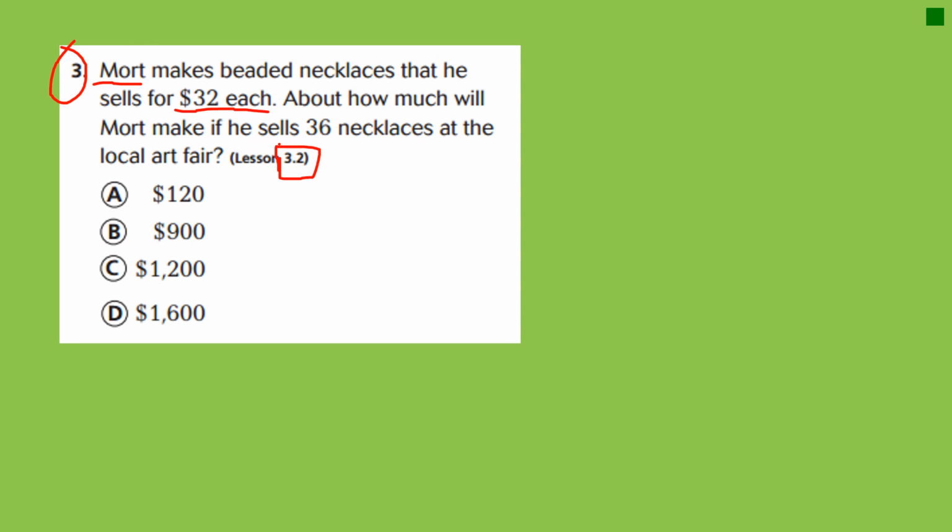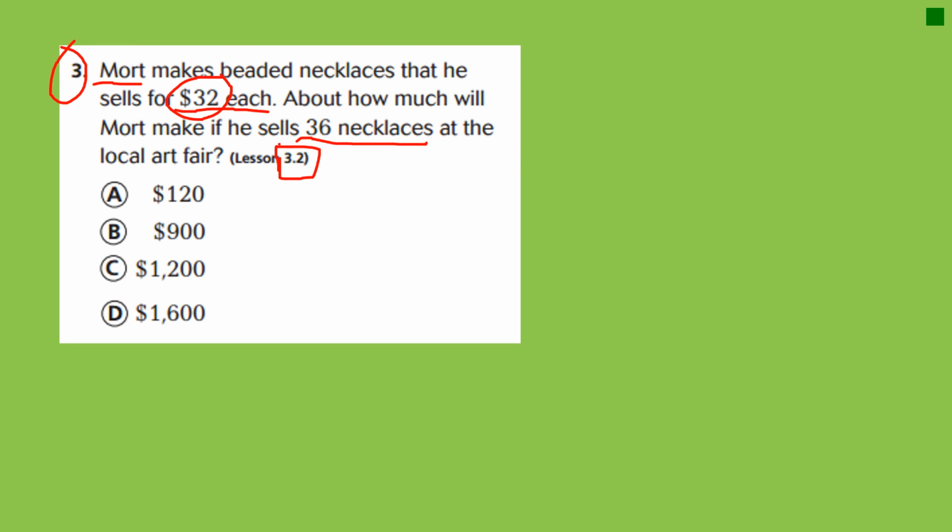Okay, $32 is the cost of each necklace. About how much will Mort make if he sells 36 necklaces at the local art fair? All right, so let's think about this. He's got 36 necklaces, and for each one he sells, he's going to get $32. So what operation is this? You have $32 for one necklace, $32 again, $32 again. What is that when we have the same amount over and over and over again?